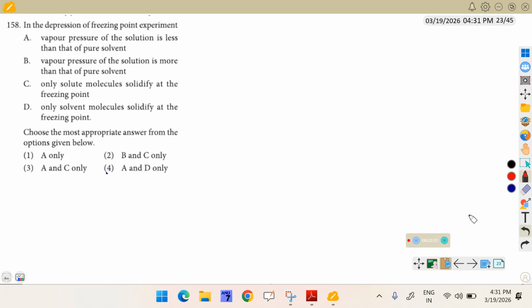In the depression of freezing point experiment, choose the most appropriate answers, most correct answers. Statement is given: vapor pressure of the solution is less than that of pure solvent. Correct. Vapor pressure of the solution is more than that of pure solvent. Wrong. Only solute molecules solidify at the freezing point. No, wrong. Only solvent molecules solidify at the freezing point. Yes, correct. So the fourth option is the correct option.